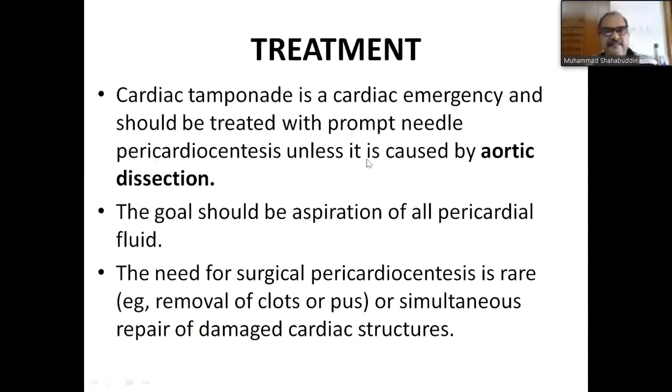Treatment: cardiac tamponade is a cardiac emergency and should be treated with prompt needle pericardiocentesis unless it is caused by aortic dissection. Only contraindication is aortic dissection. The goal should be to aspirate all the pericardial fluid. Need for surgical pericardial drainage is rare. That is removal of clots, or simultaneous repair of the damaged cardiac structure.